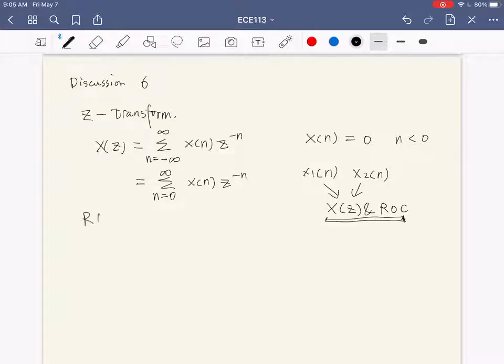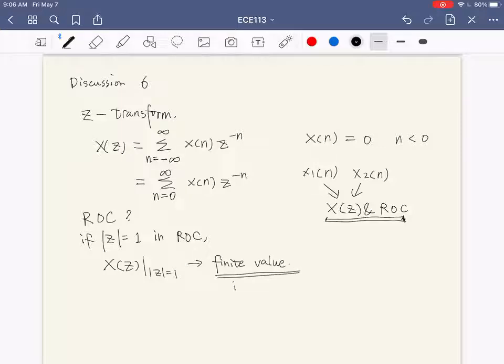And how to determine the ROC? So ROC is the region of convergence. If a point z is in the ROC, for example, if z equals 1 is in the ROC, that means X(z) when the absolute value of z equals 1 is a finite value. And finite value means it converges. Okay, so these two are equivalent definitions.